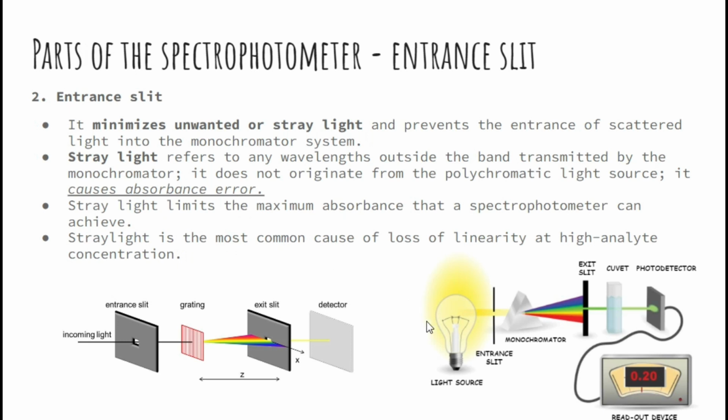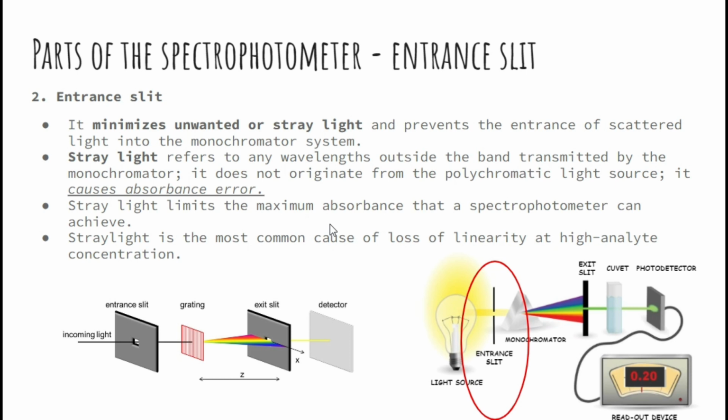Okay, next part coming from the light source will be the entrance slit. So from the entrance slit, here it is in the parts of the spectrophotometer. That's the second part. This will minimize unwanted or stray light. Di ba kasi class, pag ang ilaw binuksan natin, nag-i-spread po yung light. Hindi po siya like one direction lang. So with that in mind po, pwede tayo magkaroon ng mga stray light, or those stray light po refers to any wavelengths outside the band transmitted by the monochromator. It does not originate from the polychromatic light source and this can cause absorbance errors po. So stray light limits the maximum absorbance that a spectrophotometer can achieve.